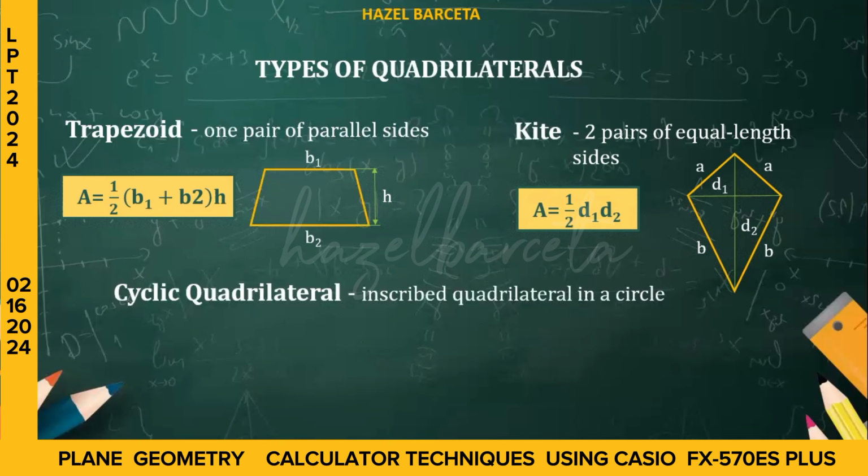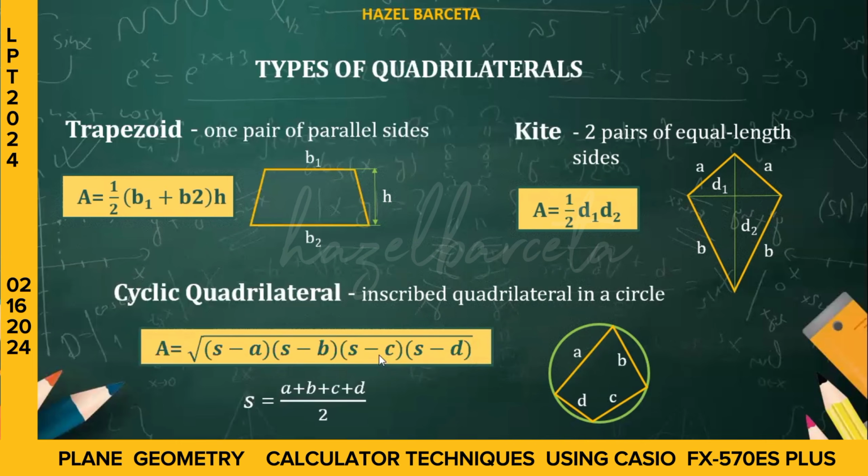Right angle. So, the cyclic quadrilateral is an inscribed quadrilateral in a circle. So, nasa loob siya ng circle. Since inscribed, and we have these sides A, B, C, and D. So, what is the formula? Para Heron's lang din. And S is the semi-perimeter. So, A plus B plus C plus D over 2. So, area is equal to square root of the quantity of S minus A times the quantity of S minus B times the quantity of S minus C times the quantity of S minus D.